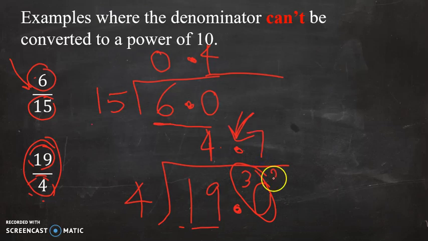Once again, little remainder. There's no number next to it, so we put down a 0. And now we're looking at 4 into 20. 4 goes into 20 exactly 5 times. So it turns out that 19 over 4 is the same as 4.75. So we've converted both these fractions to decimals.